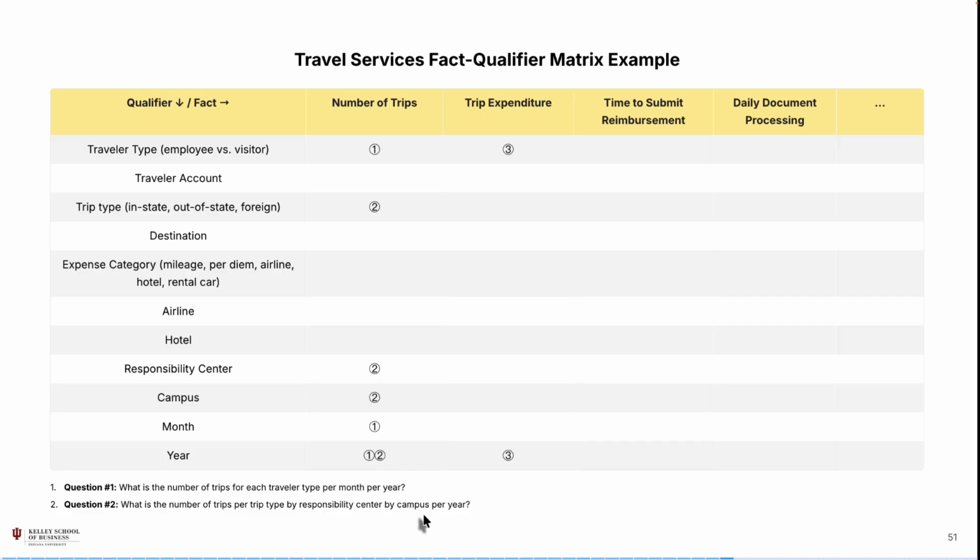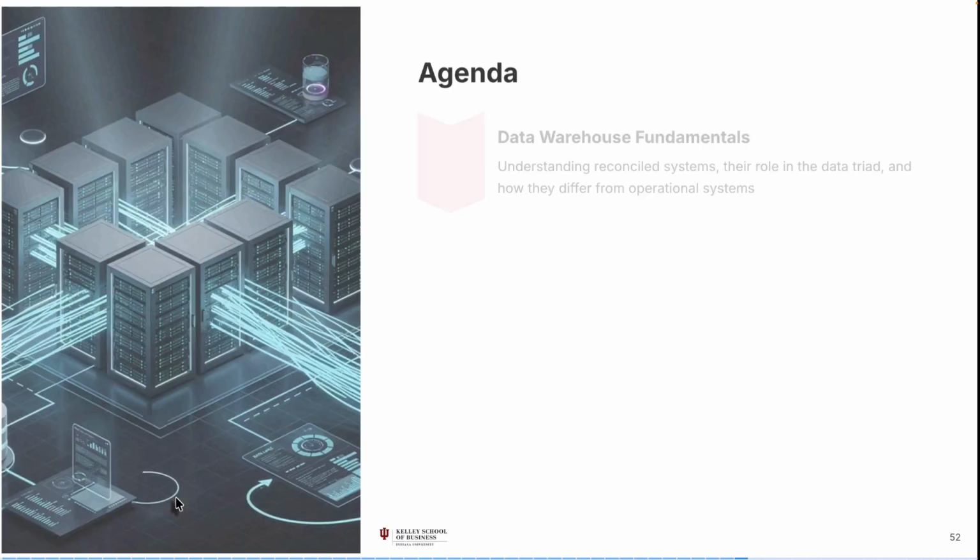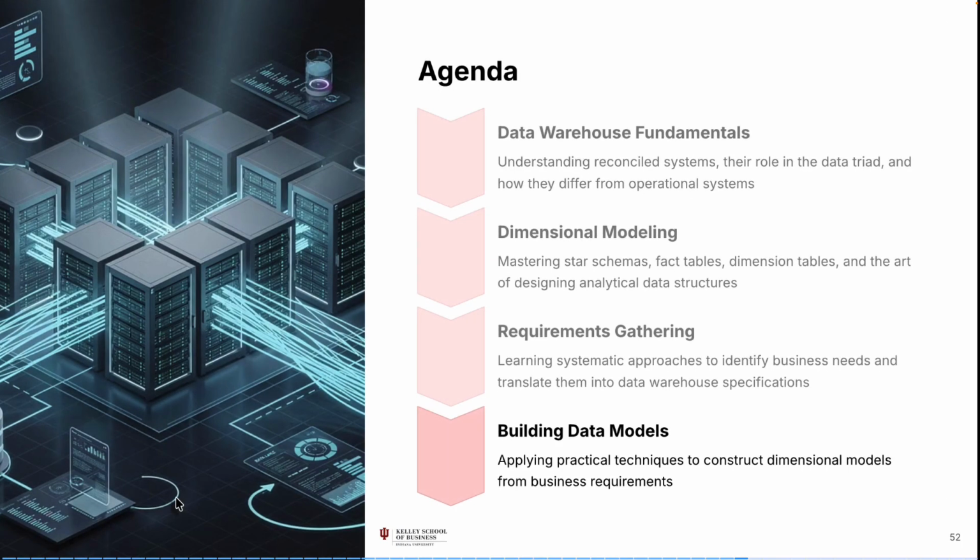And certainly, you can have many other additional questions. For illustration purposes, I will just use 2 questions here. So this is our Fact-Qualifier Matrix. Now we finished the requirement gathering. Now we can tackle building the data models.